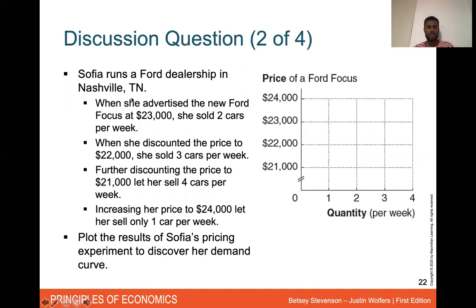This you can do on your own if you want. I'm not going to go over it, but it's just plotting a demand curve, and it'll show the company's demand curve.